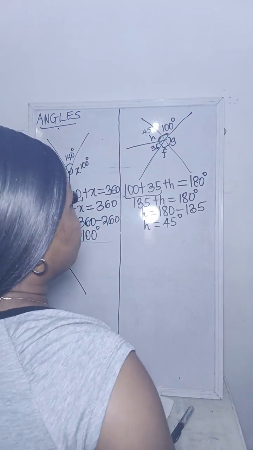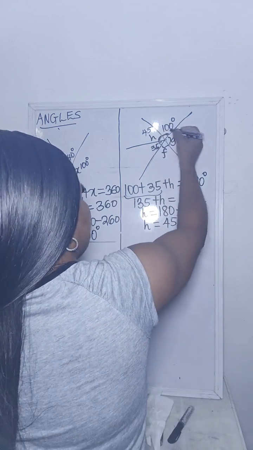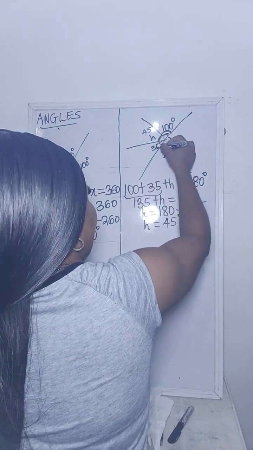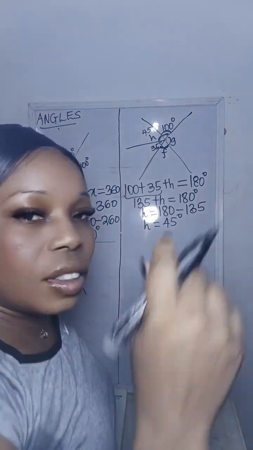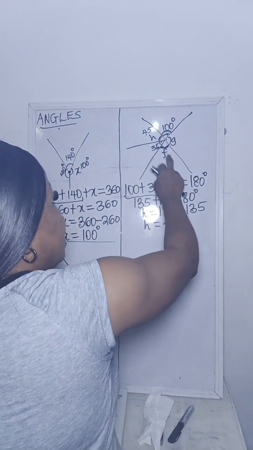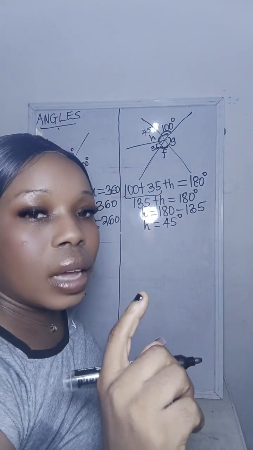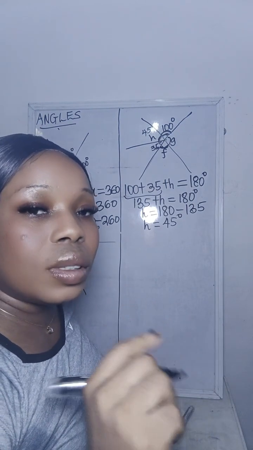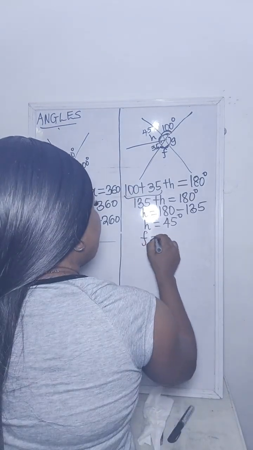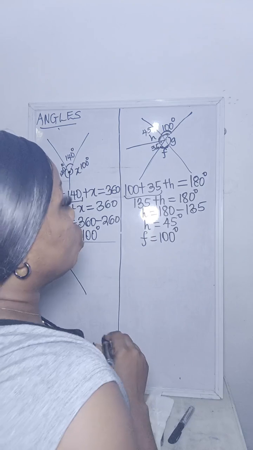Now you would notice that this angle, this 100, and this F are vertical angles. This angle here and this angle here, they are vertical angles. And remember, we mentioned that vertical angles are equal. So if vertical angles are equal, it means F is equal to 100 degrees.